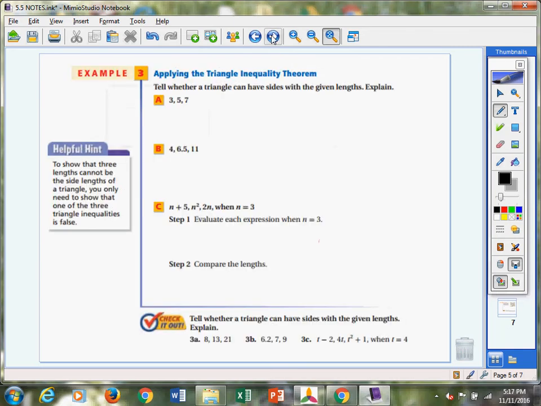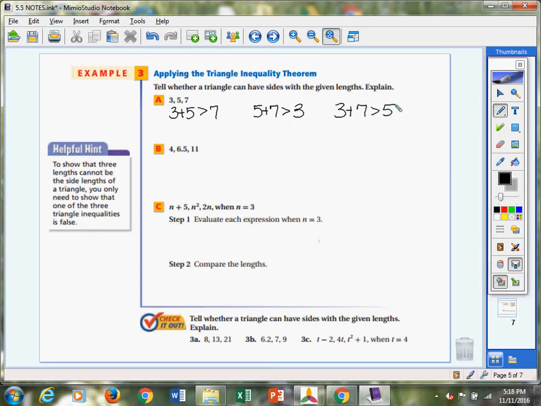Let's flip the page and tackle example 3 and apply this triangle inequality theorem. You've been given 3 side lengths, and we have to prove that it's a triangle, okay? So 3, 5, and 7. This is what we have to do. Here's our first statement: 3 plus 5 is greater than 7. 5 plus 7 is greater than 3. 3 plus 7 is greater than 5.